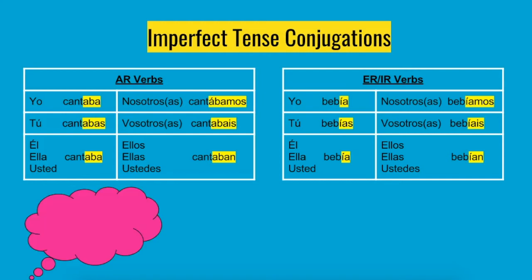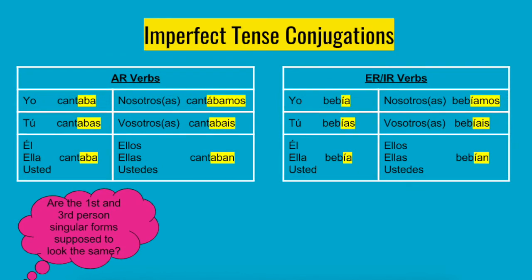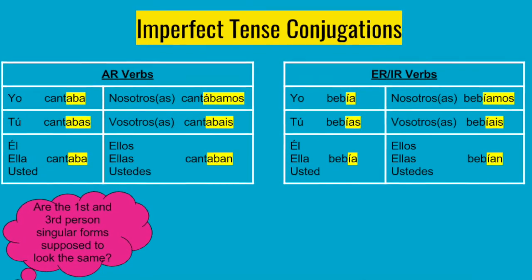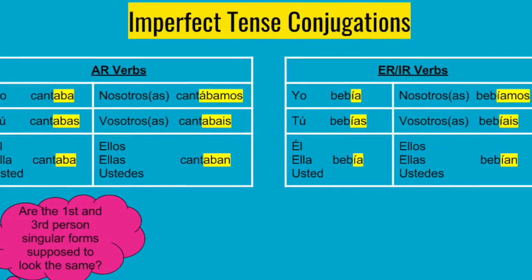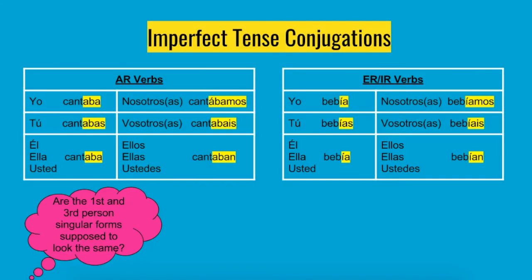Oh, someone seems to have a question. Okay, go ahead, sir. Are the first and third person singular forms supposed to look the same? Great question. The first and third singular forms do look the same. In the example with the verb cantar, you'll notice the yo form is cantaba and the el, ella, usted form is also cantaba. This is correct and this is the way it's supposed to look.